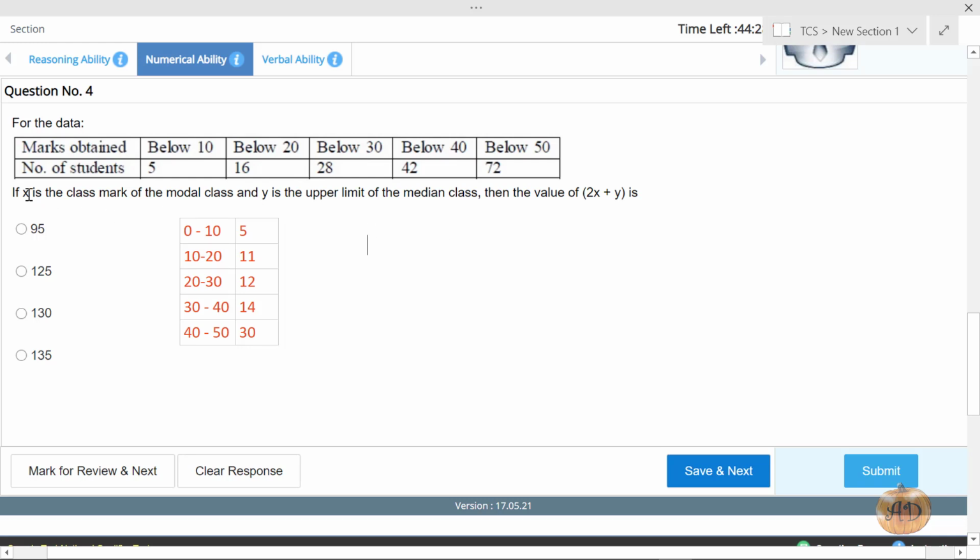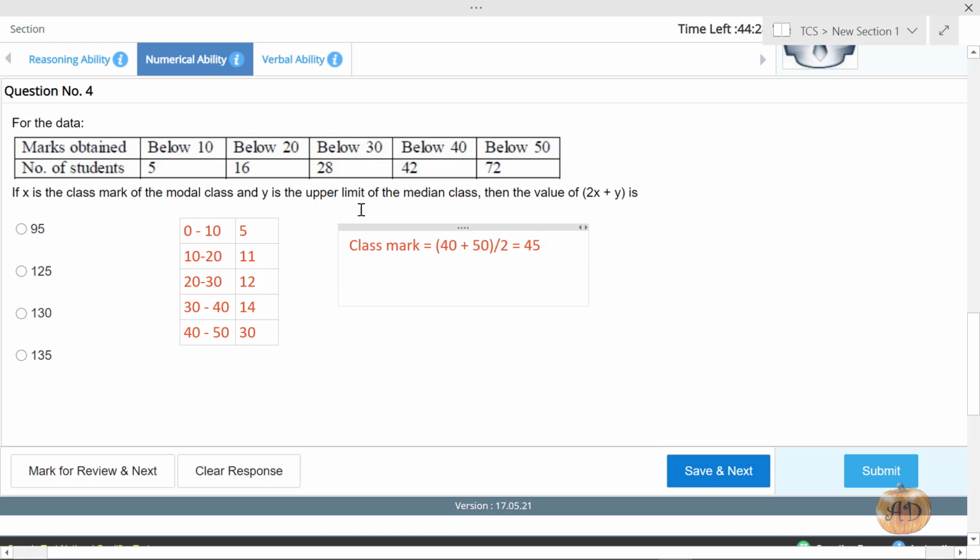Now the question is saying if x is the class mark of the modal class. So what is a modal class? Modal class is that particular class which has the highest frequency. So in this, which class has the highest frequency? This class, that is 40 to 50. So now we have to find x, the class mark. How to find the class mark? If a range is given, that is 40 to 50, then you simply have to take out the average, that is 45. So class mark equals 45.